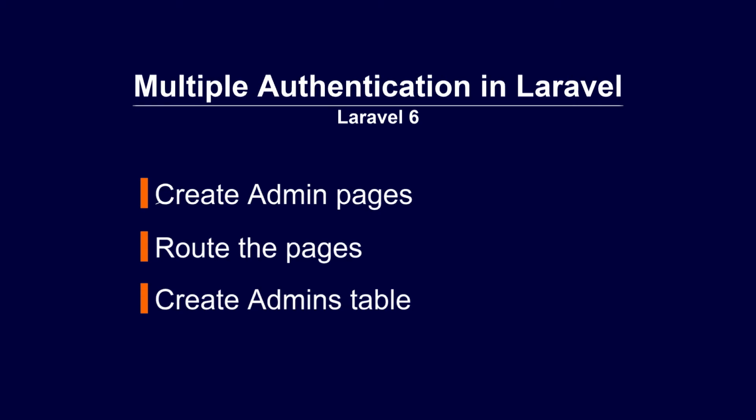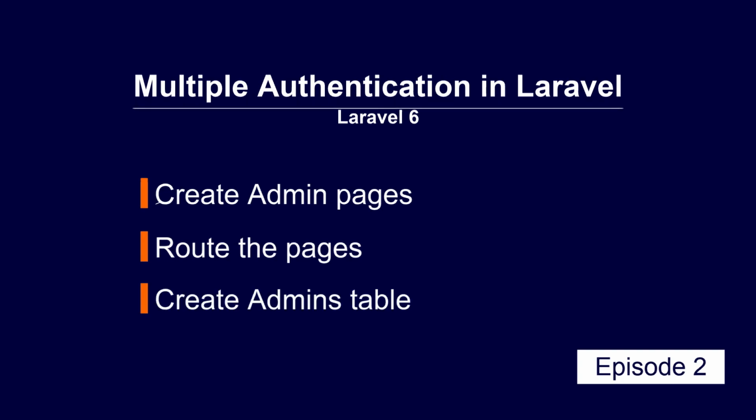We are going to continue building our multiple authentication system for Laravel 6. So in this episode we are going to do 3 steps. The first step, we are going to create admin pages. We need an admin login page. Also we need an admin dashboard page. Then in the second step, we are going to route these pages that we created. Then in the last step, we are going to create an admins table, so we can save our admins in that table. After that, we will be ready to start implementing our second authentication system. So let's get started.